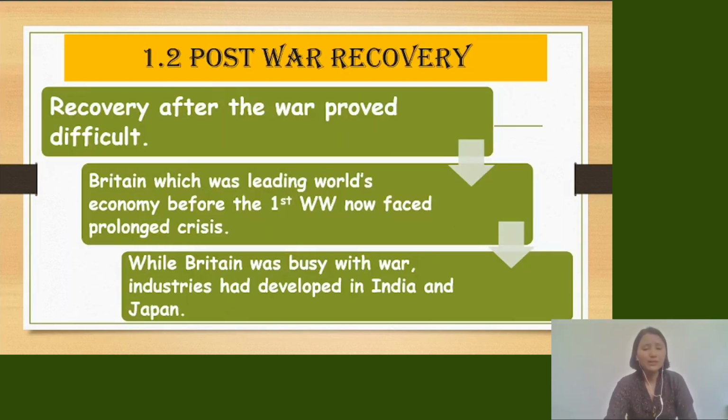The second subtopic that I'm going to discuss now is called post-war recovery. Post means after the war: how the country recovered or how the country started coming back to normal after the war. So recovery after the war proved difficult for all the nations, especially those nations who had taken part in the First World War. Especially it proved difficult for Britain. Britain before the First World War was one of the most powerful countries economically. Now, because of the war, Britain faced a prolonged crisis.